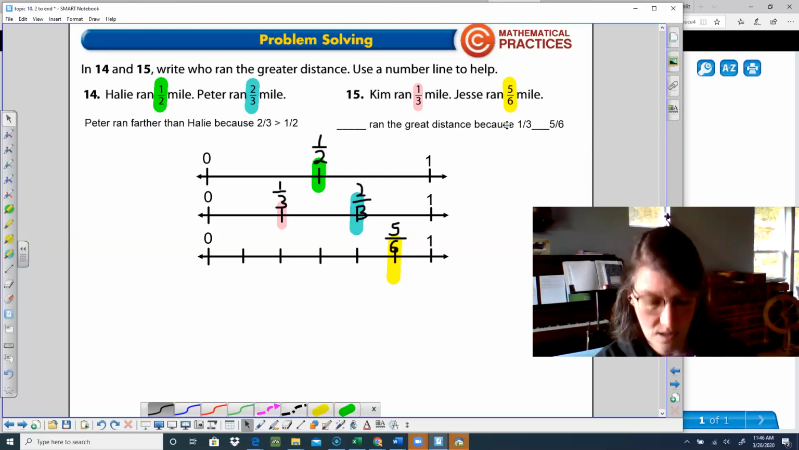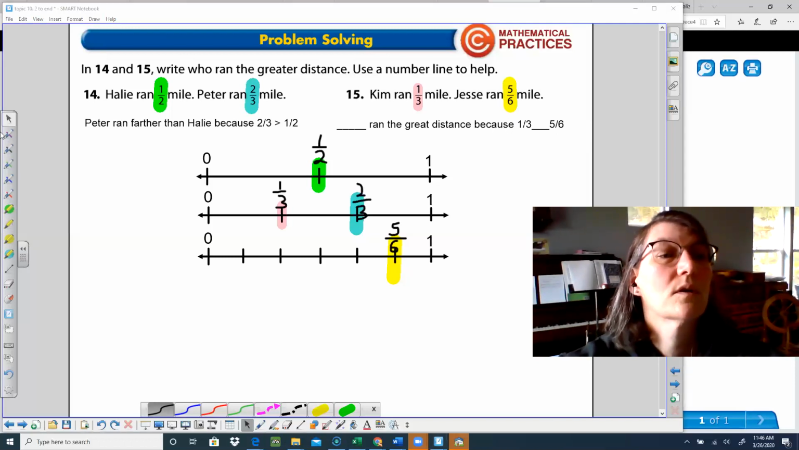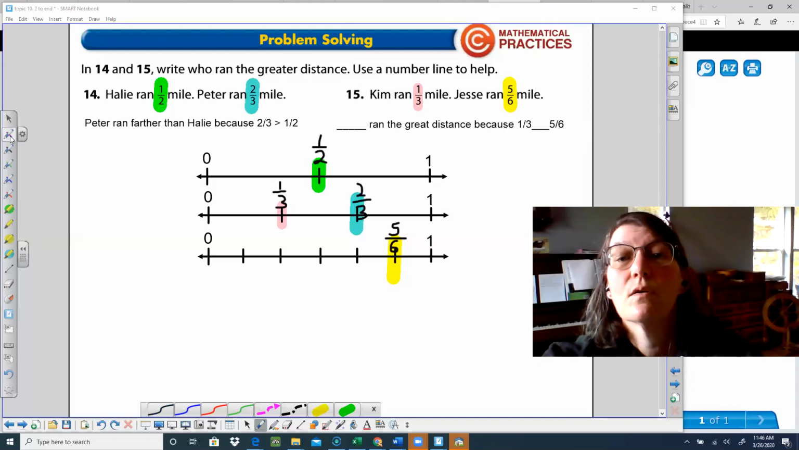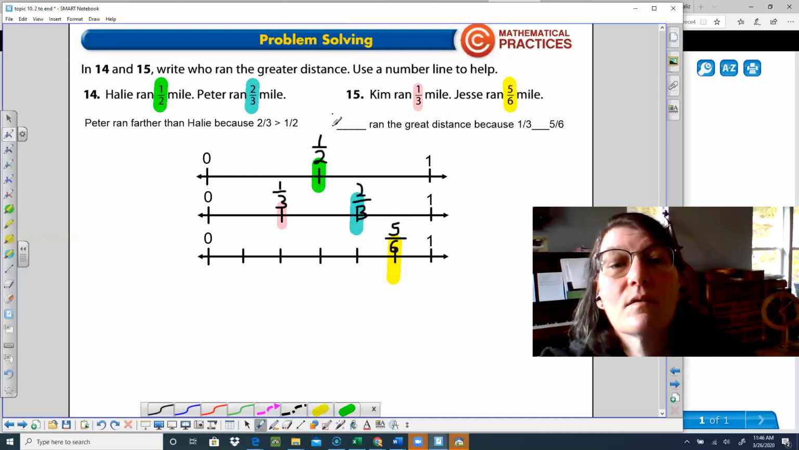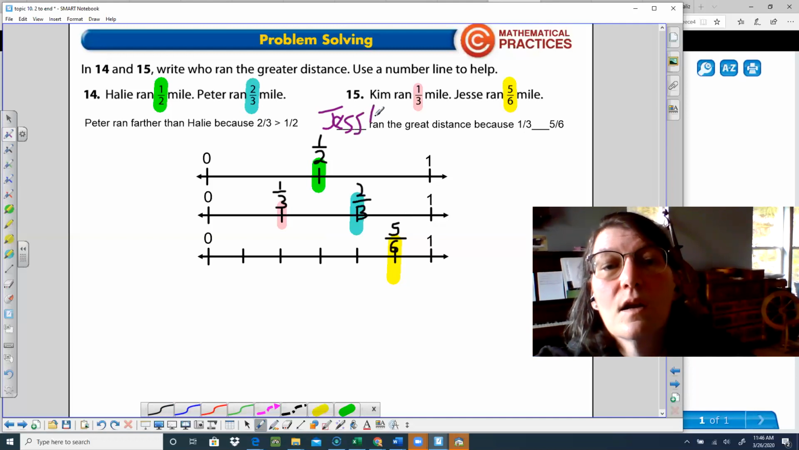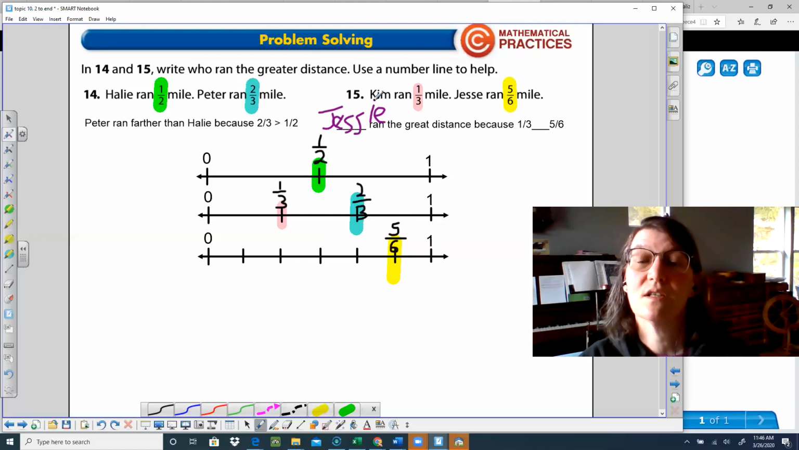Okay, ladies and gentlemen, I am going to pick up my stylus and we're going to try writing on this. Let's go with purple because purple is my friend. So as I look at this, I notice that I can't find my cursor. There we go. This is closer to 1. That means it's larger. So that means Jessie is the name I'm going to write for the grader. Jessie. And hopefully yours is neater than mine. Jessie ran the greater distance.